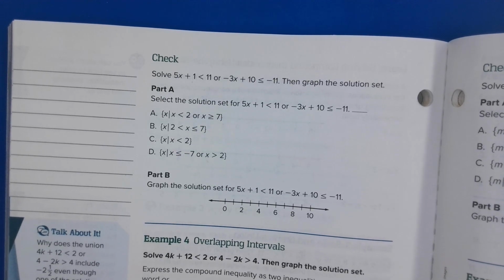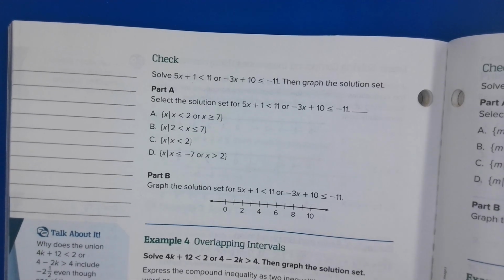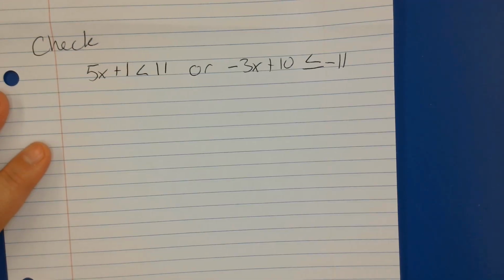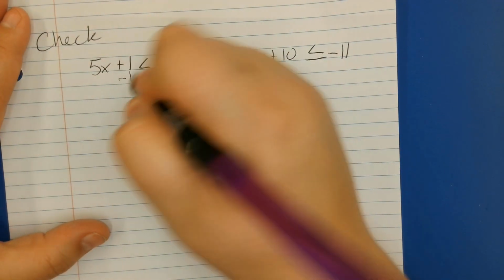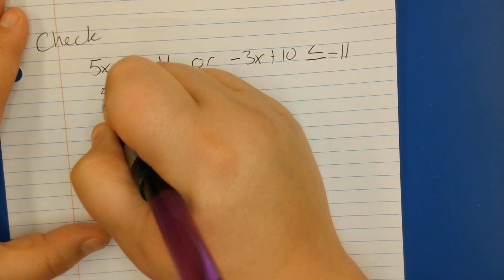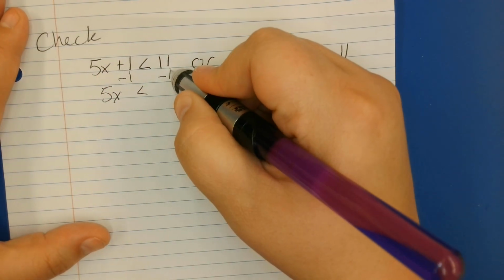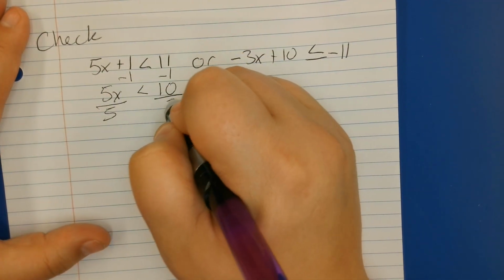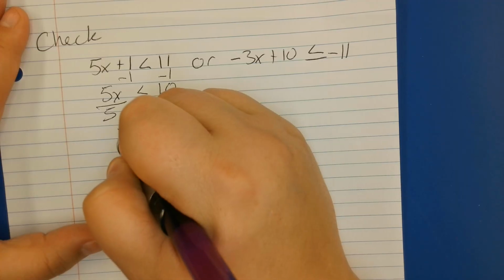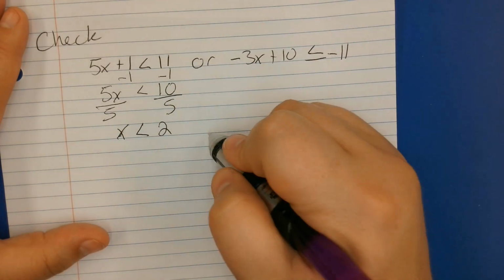Just writing it down. 5x plus 1 is less than 11, or negative 3x plus 10 is less than or equal to negative 11. So here I have the problem written down, and we're going to solve both inequalities. Minus 1, 5x is less than 11 minus 1, which is 10. Divide by 5, divide by 5, x is less than 2.